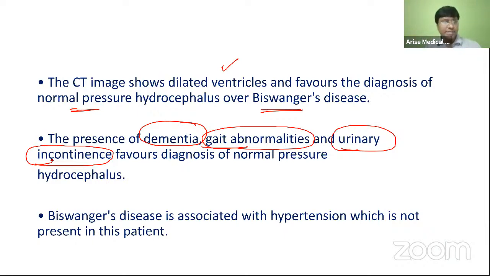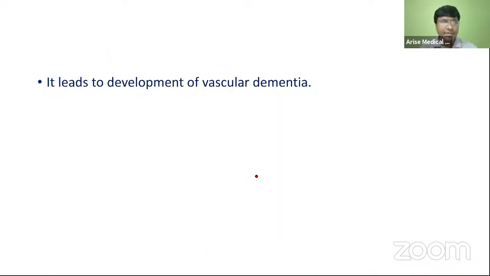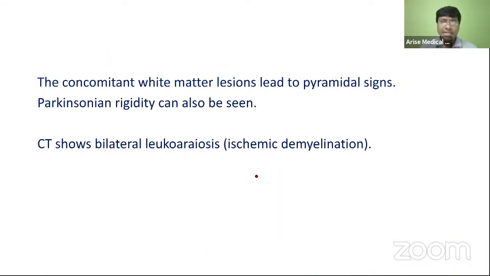hydrocephalus. Now the question is, why is this not Binswanger disease? Let me tell you, in patients with Binswanger disease, they will have hypertension. But our patient is not having hypertension. It is not mentioned, and when it is not mentioned, obviously we will take into consideration that the patient is not having hypertension. So that is the reason why it is not Binswanger disease. Okay, right.